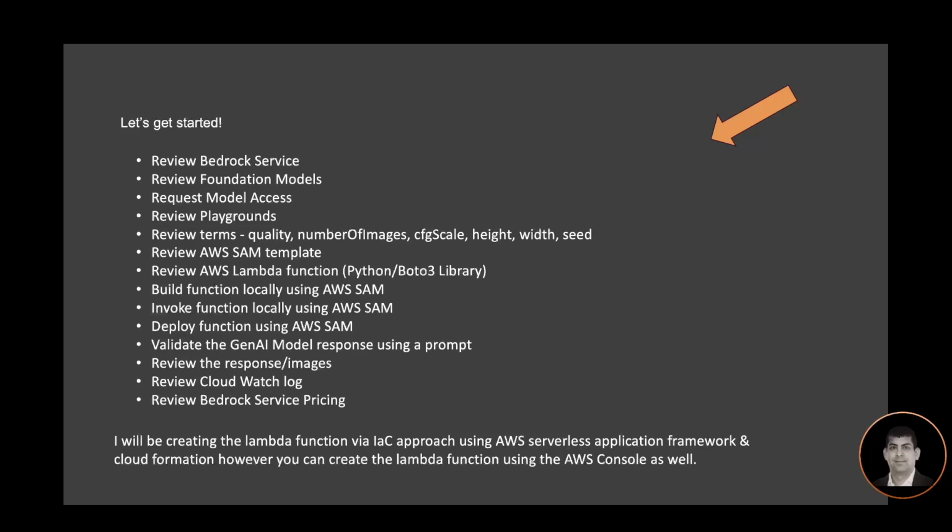Let's get started. We're going to review the Bedrock service. We'll review foundation models. We'll request model access. We'll review the playground, and then we'll review some key terms. We'll review the AWS SAM template. We'll also review the Lambda function, which is written using the Python Boto3 library. We'll build the SAM template and then we'll invoke the function using AWS SAM. We'll deploy the function and then we'll validate the generative AI model response using a prompt. We will review the response image generated and we'll look at the CloudWatch log and some pricing.